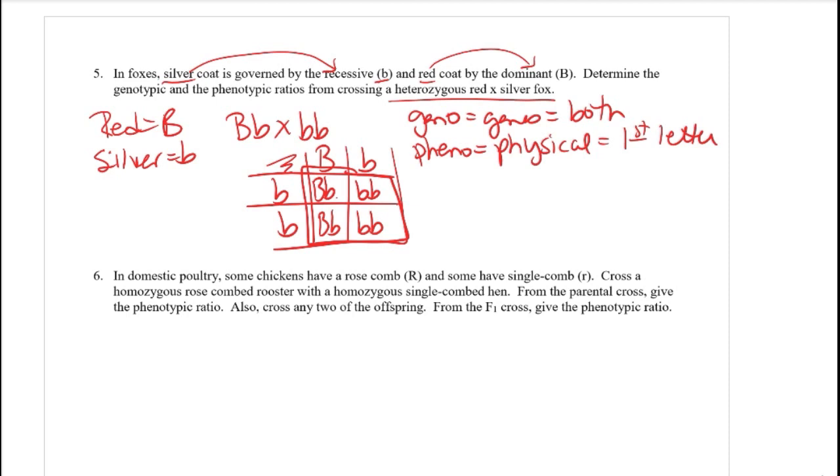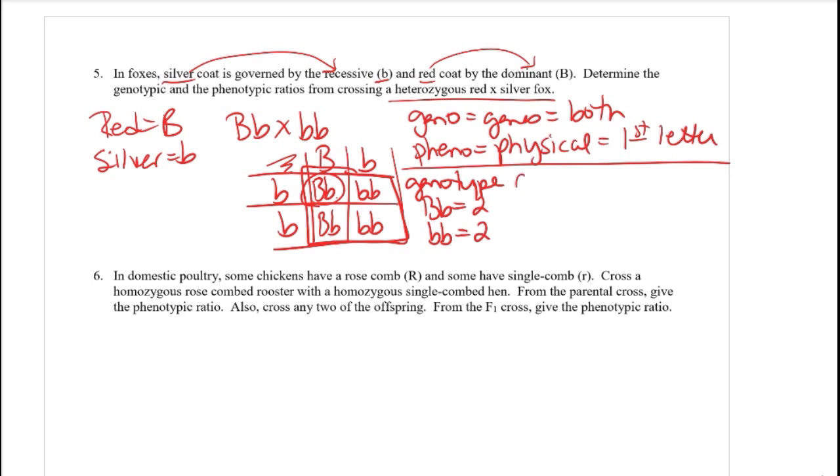Okay, so let's do geno first. So let's do genotype. It asks for the ratio, but I'm going to go ahead and write it out. So genotype is both letters. So my first possible combination is big B, little b. I will have 2 that will have that combination. My next possibility is big B, little b. I will also have 2.